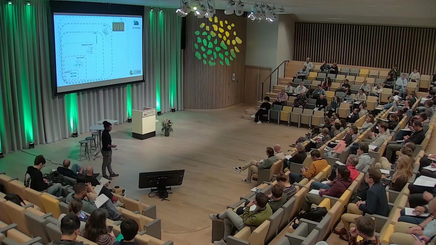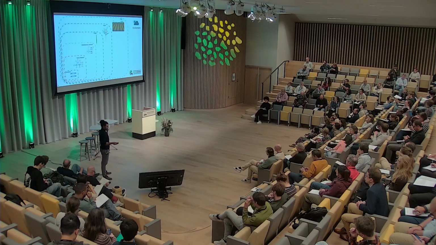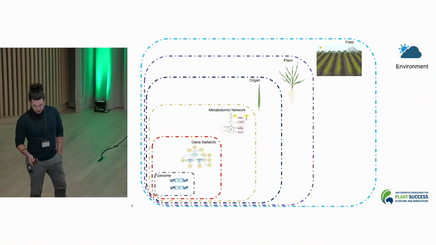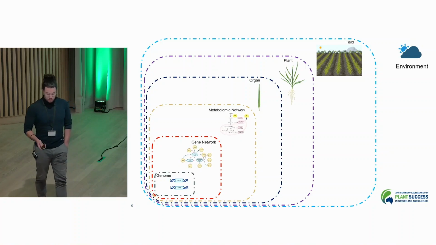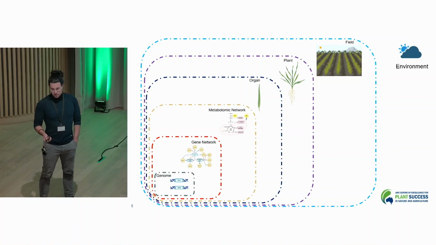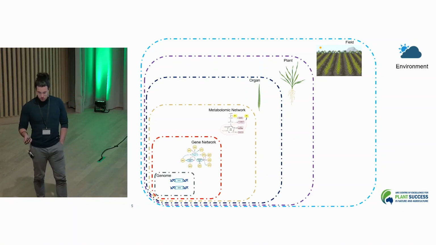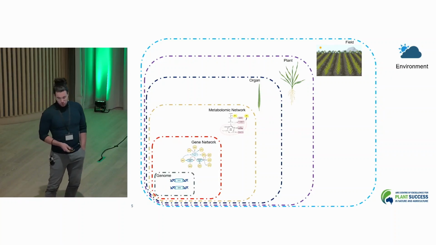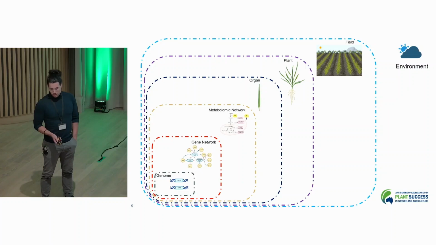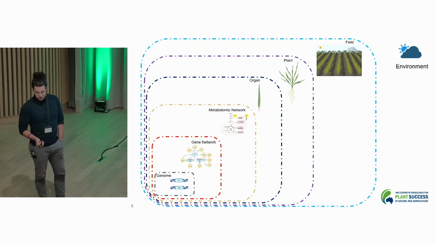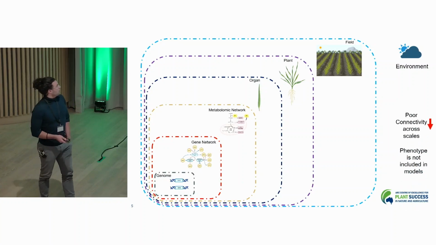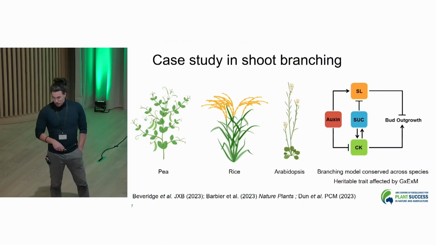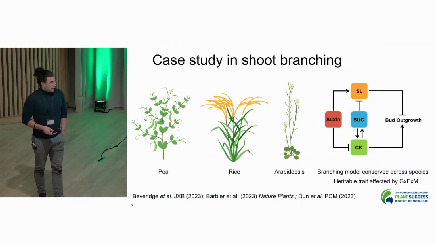And then also there are a lot of interactions in between scales, and that is not well captured by the current modeling techniques. And lastly, it is also not well captured how environment is affecting, for example, a specific gene network or metabolomic network. So these are issues that we'll try to solve with this PSoup package that I'll talk about later on. And we're going to do that for a case study in shoot branching.